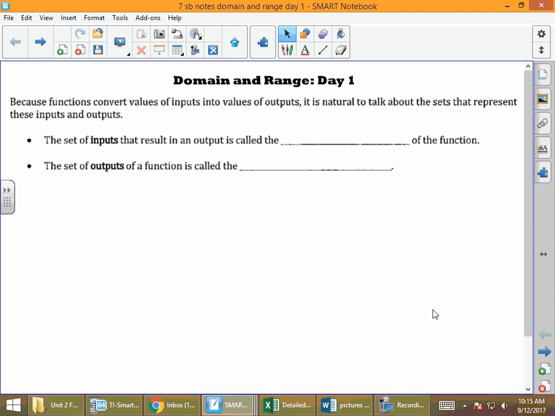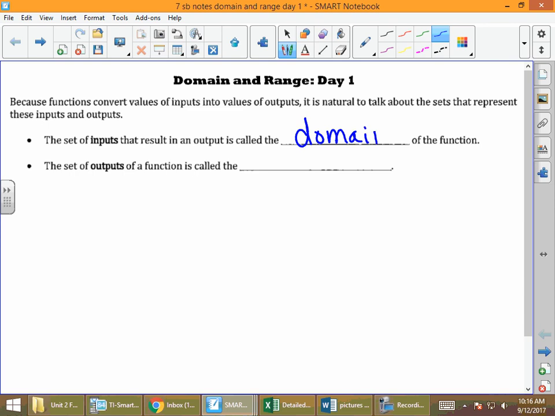When we're dealing with domain and range, we're still dealing with inputs, and the set of inputs that result in an output is called the domain of the function. When we get our outputs, what we're working with is the range. And if I want to get a little bit more specific here, the inputs, the domain, are the x values, and the outputs, the range, are the y values of the function.